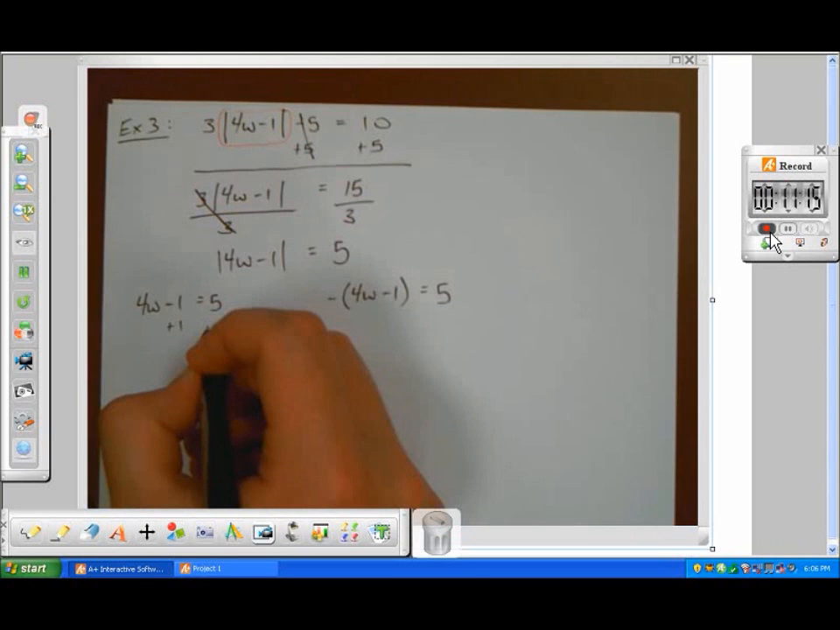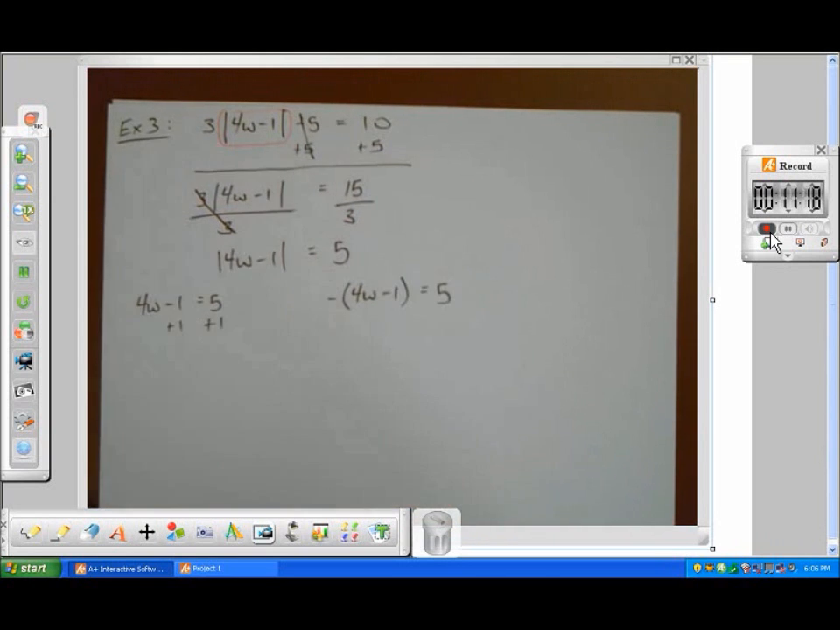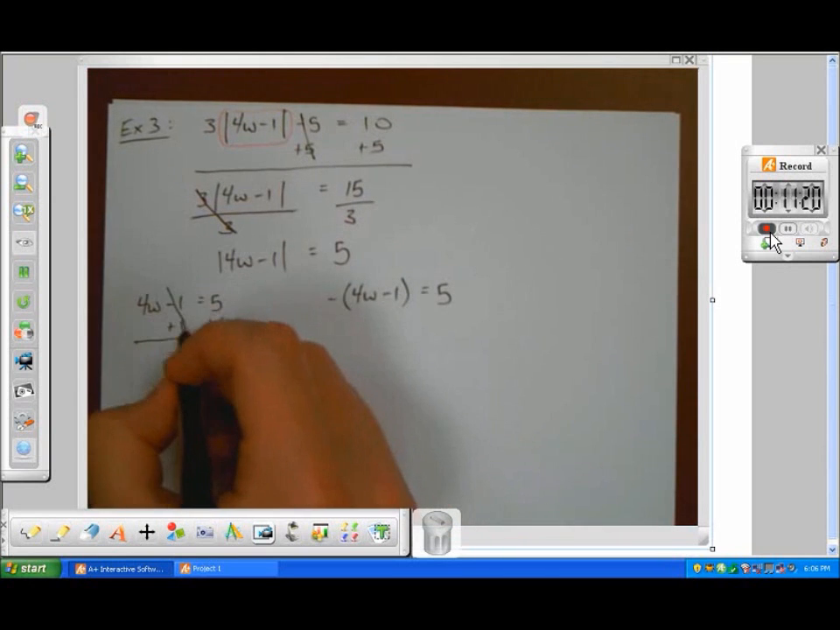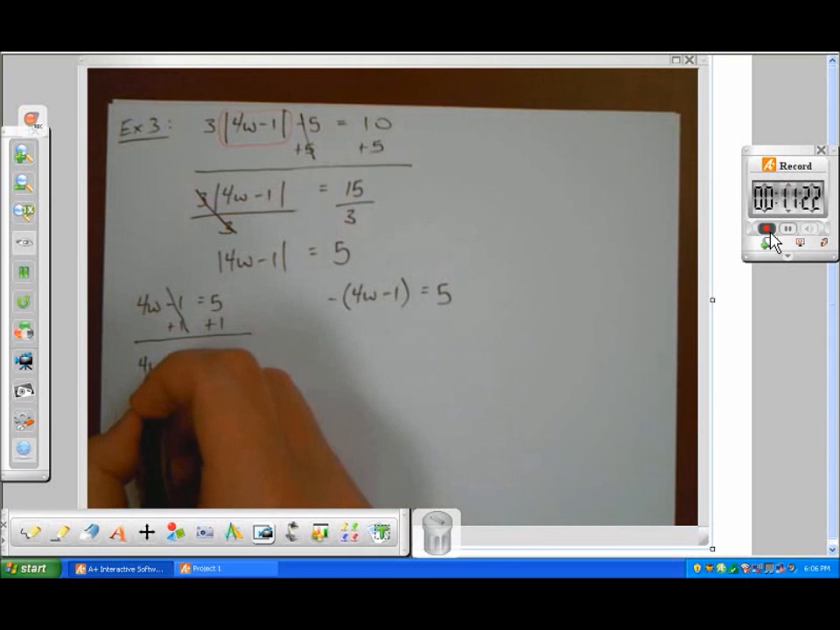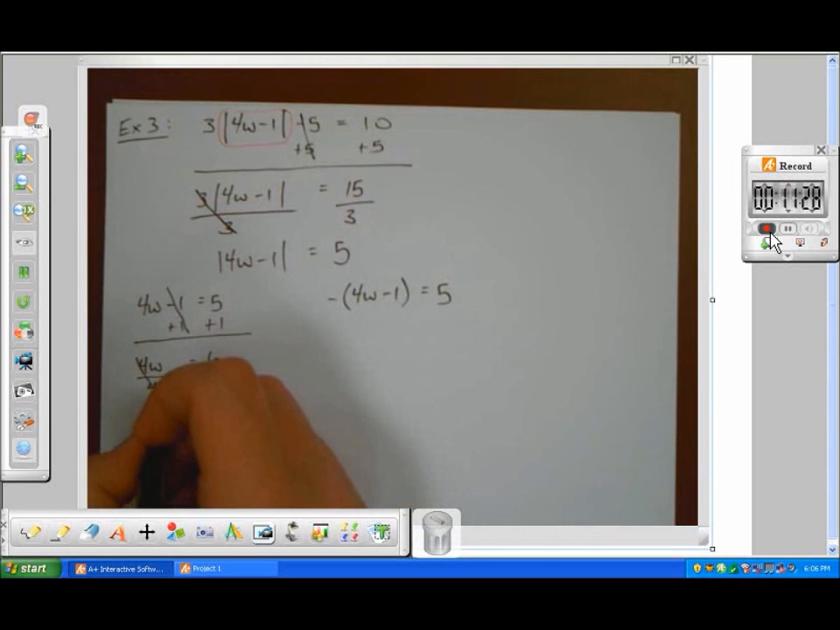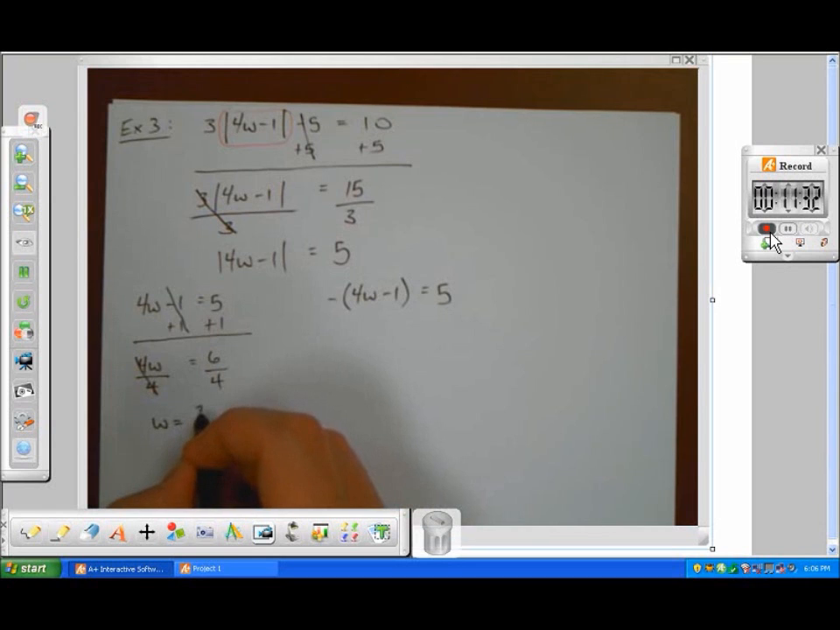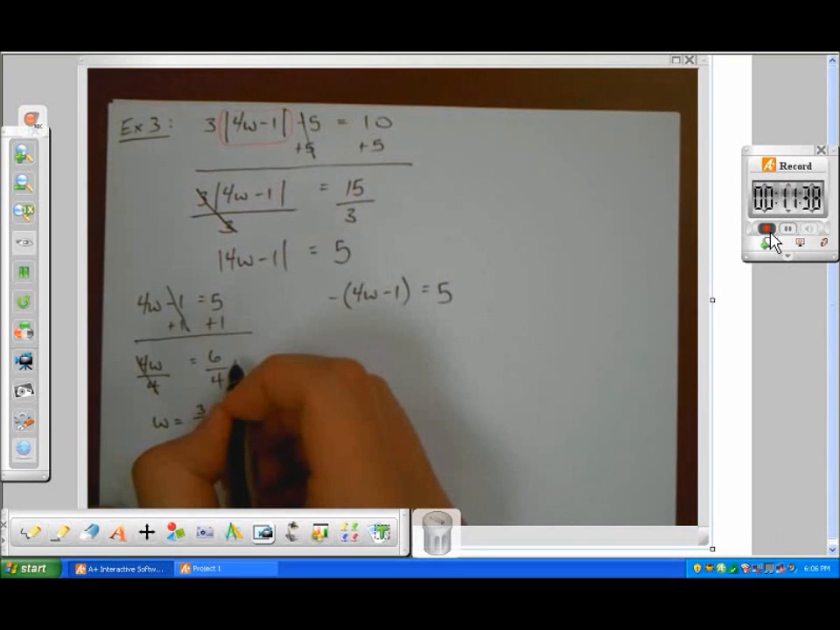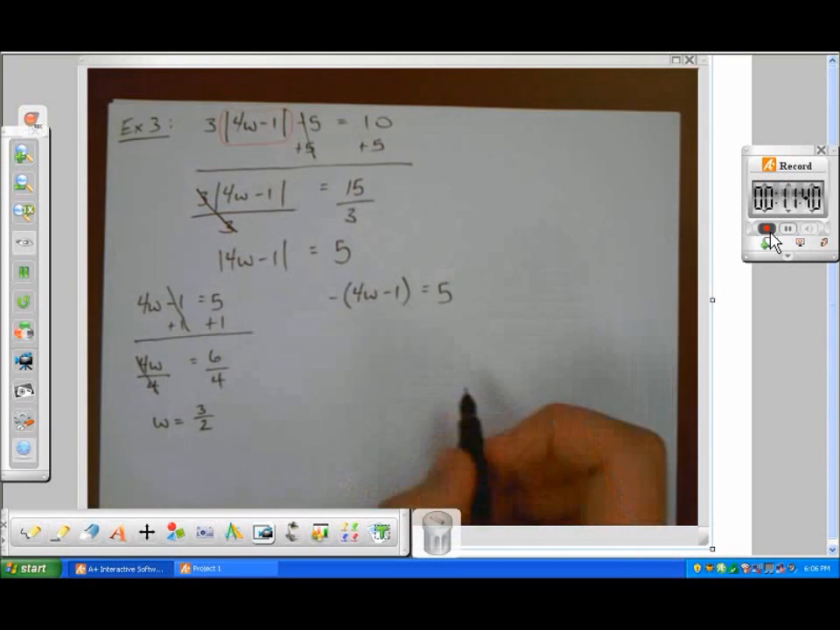Let's start with the one on the left. Add 1 to both sides. These cancel out. And then divide both sides by 4. That's 3 over 2. 6 over 4, divide the top and the bottom by 2 to simplify the fraction.